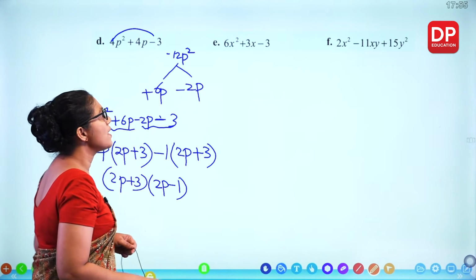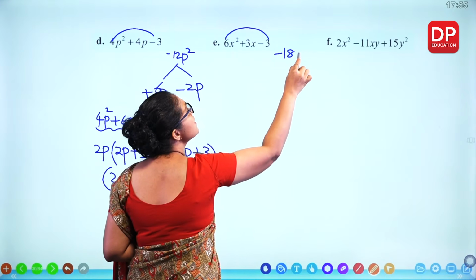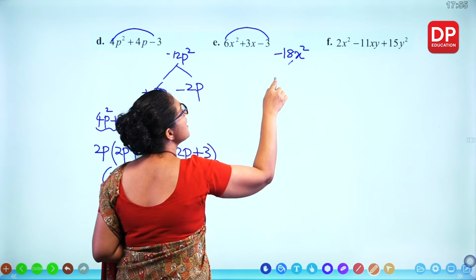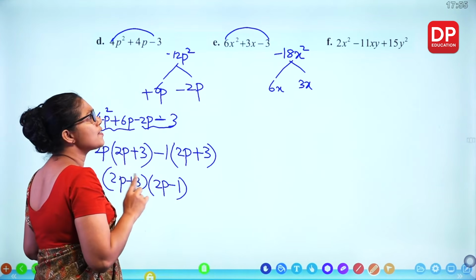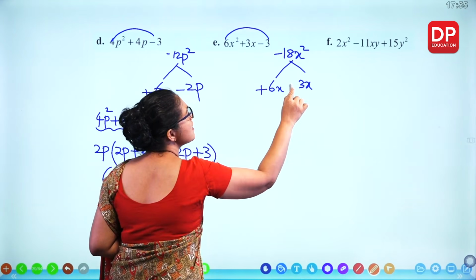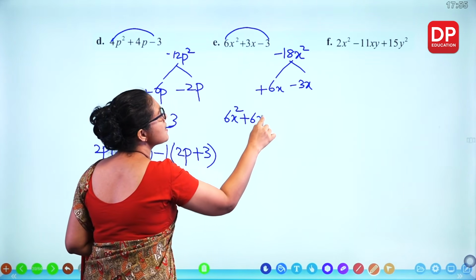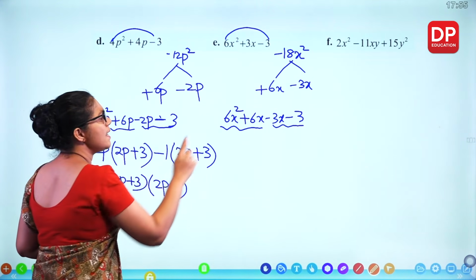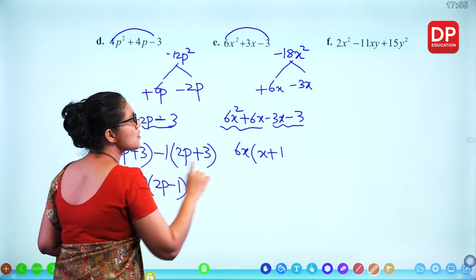Now when you look at this question, again multiply these two. 6 and minus 3, minus 18. What are the factors of minus 18 to get plus 3? That's 6x and 3x. Middle term is positive means the bigger number should be positive. So 6 is positive and this is negative. So split the middle term to 6x and minus 3x. Take first 2 and last 2 separately. 6x is common, take it out. Remaining part is x plus 1.